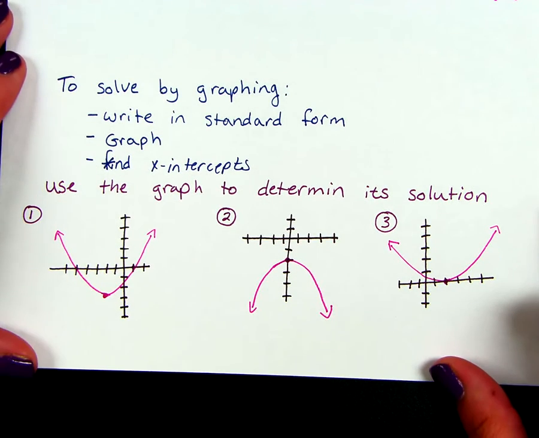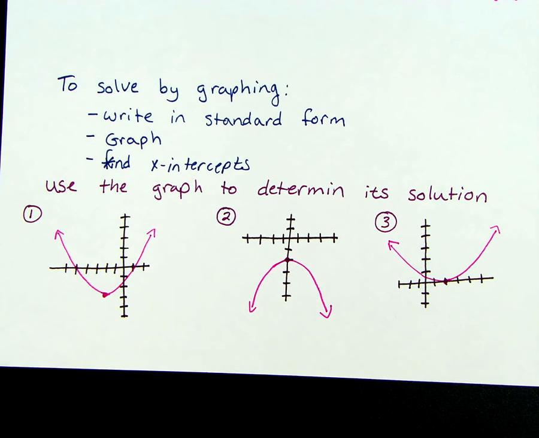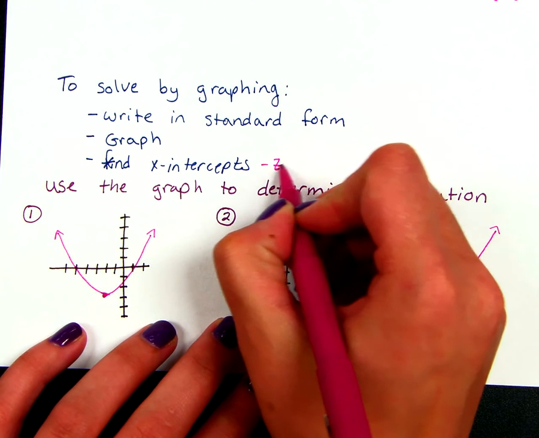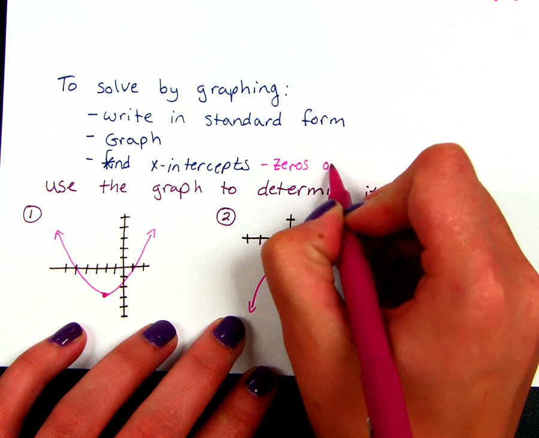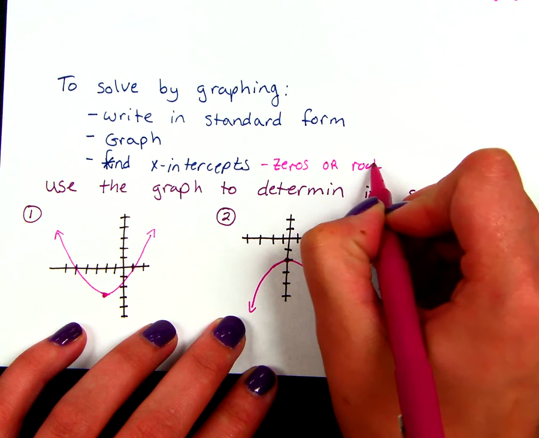When we are solving by graphing, it does have to be written in standard form. And again, we're trying to find those x-intercepts, which we call either the zeros or the roots of the function.